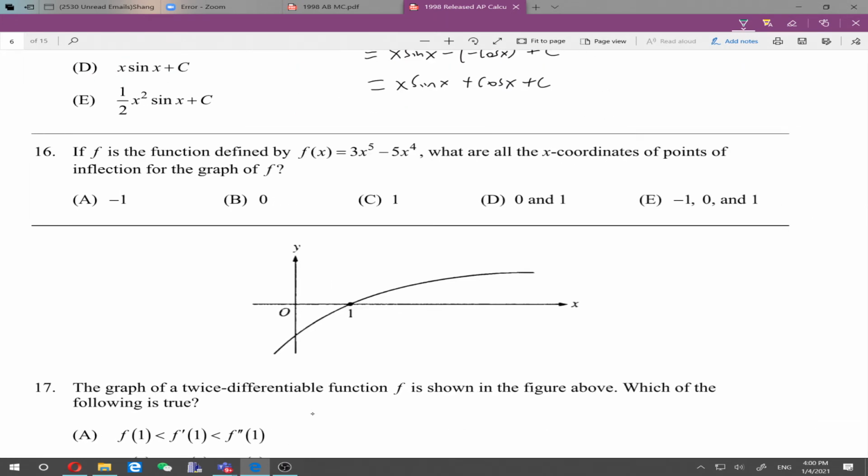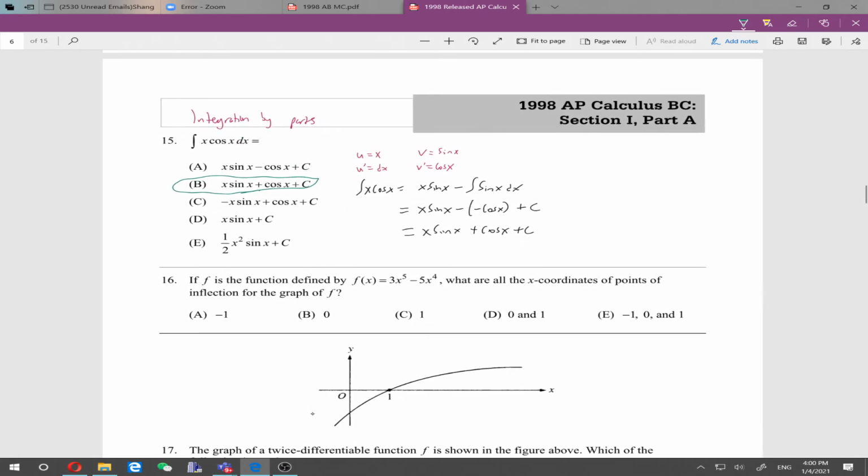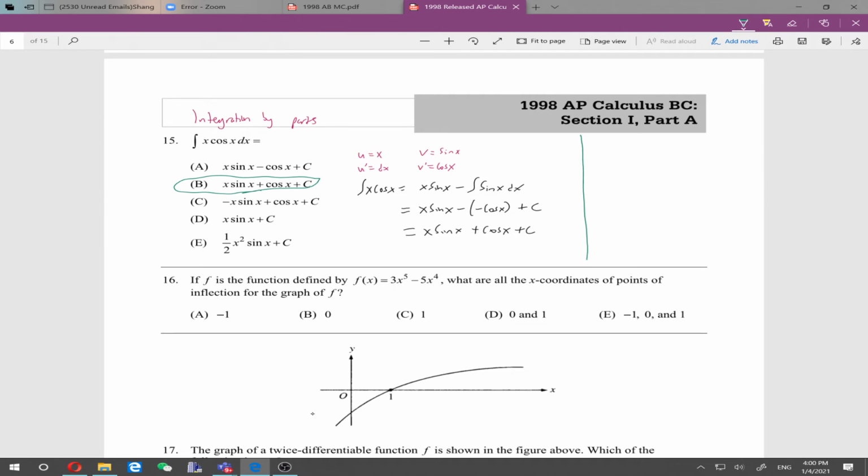So for 16, f is a function defined by f of x is 3x to the 5th minus 5x to the 4th. I want to know all coordinates at the point of inflection for f. Eric, what do I need to do in order to find our points of inflection? Find f double prime. Okay, I need to get the second derivative. I'm kind of out of space here, so I'm going to break this one and we'll write 16 up here to give us some room.